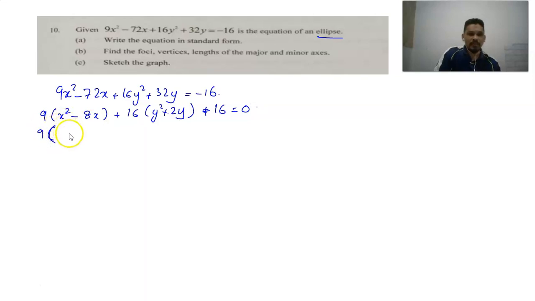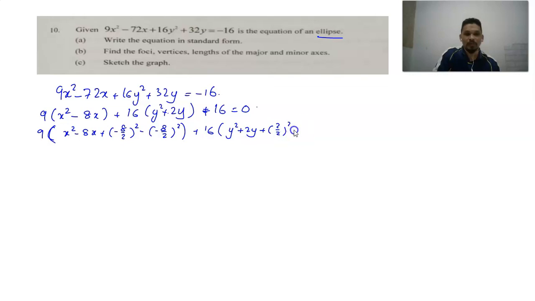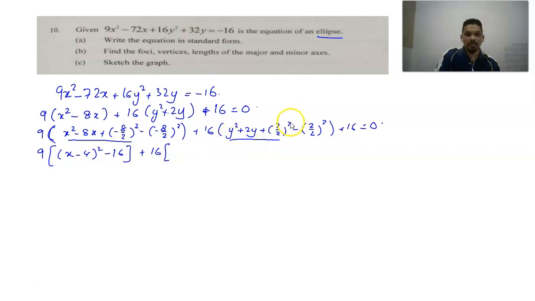Okay, so 9. Again, for this process of completing the square, x squared minus 8x plus negative 8 over 2 square minus negative 8 over 2 square plus 16 y squared plus 2y plus 2 over 2 square minus 2 over 2 square plus 16 equal to 0, then here, these three plus it gives you x minus 4 squared minus negative 8 divided by 2, negative 4. Now negative 4 squared equal to 16 plus with 16. Then these three terms here, it gives you y plus 1 squared minus negative 2 divided by 2, 1 squared is 1 plus 16 equal to 0.